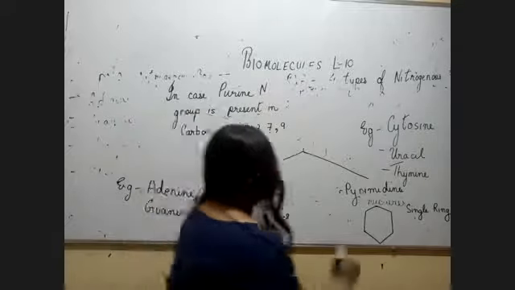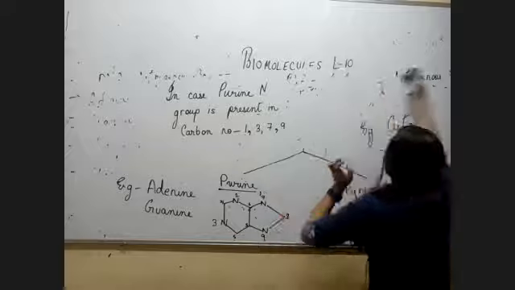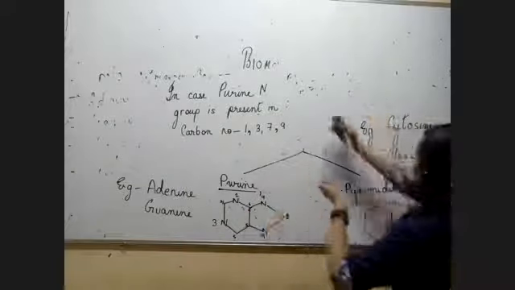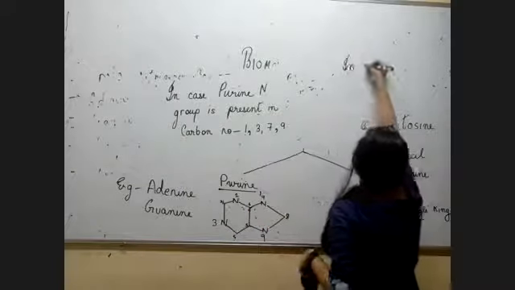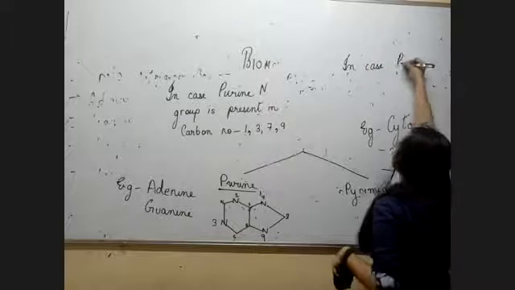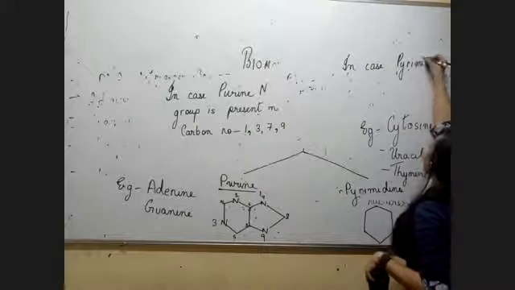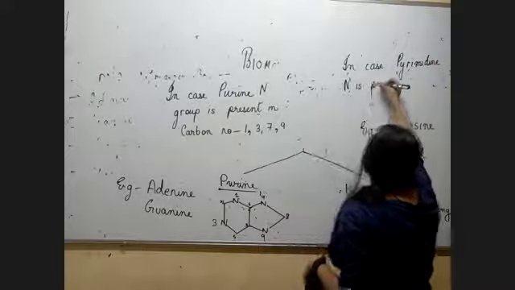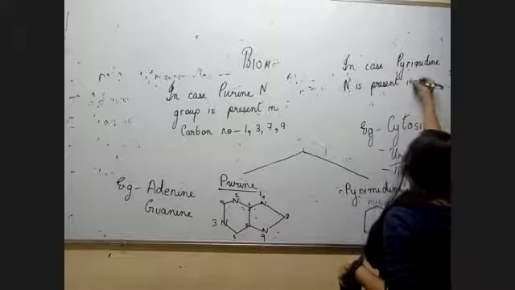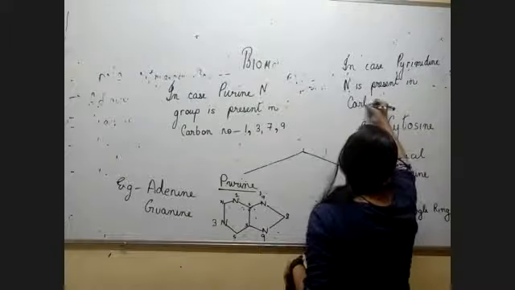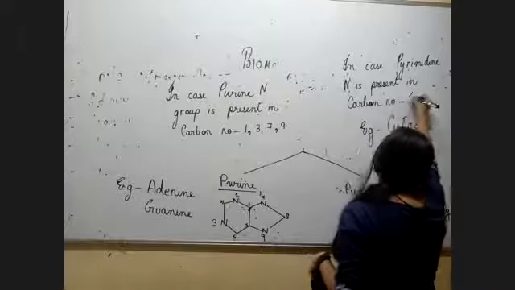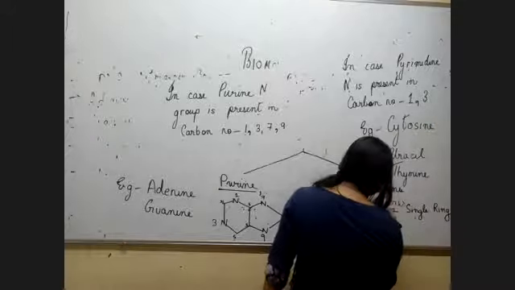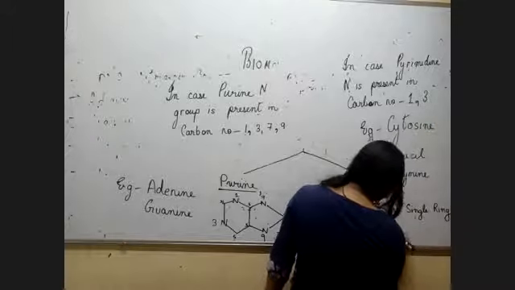In case of pyrimidine, nitrogen is present in position number 1 and position number 3. In case of pyrimidine, nitrogen is present in carbon number 1 and carbon number 3. So this is 1, this is 2, here there will be nitrogen, and this will be our 3.